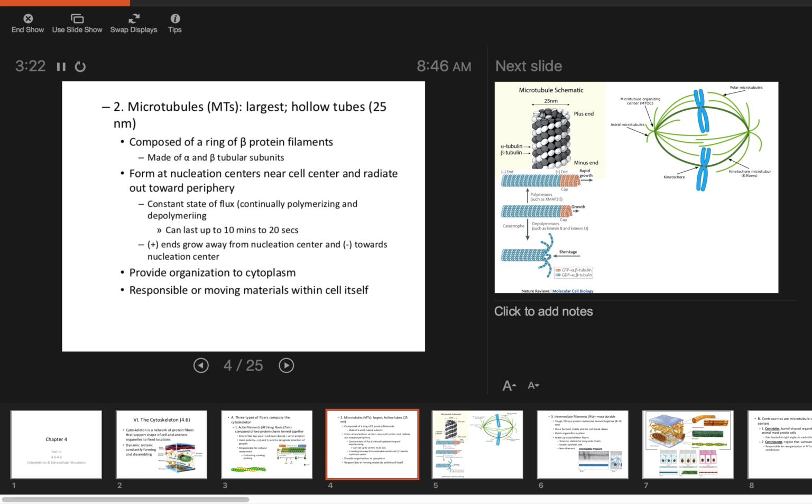But in this case, the positive end, so if this is my cell, and let's just say this is the center of the cell, and we have microtubules that extend out. The positive ends grow away. So this is positive, this is negative. The negatives are towards the nucleation center. It does provide some organization to the cytoplasm, and I like to think of microtubules as railroad tracks. They are responsible for moving materials within the cell itself. So organelles, if they need to move to one end to prepare for cell division, will hop on a microtubule and travel along to their destination.